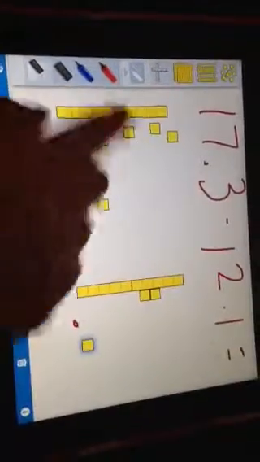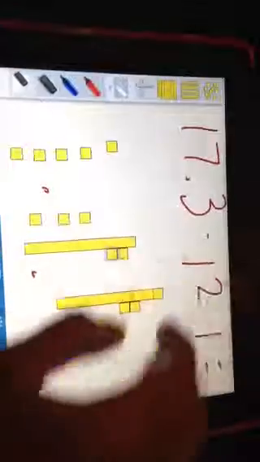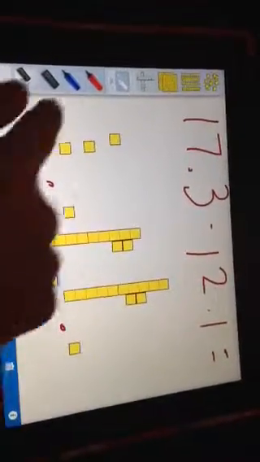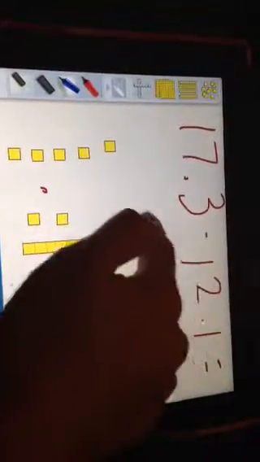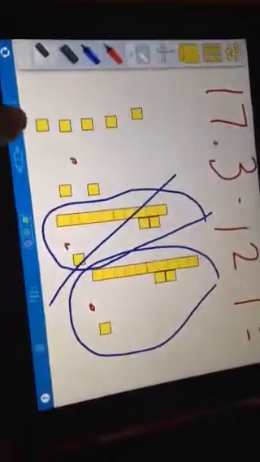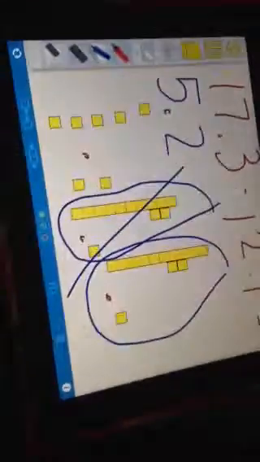Okay, so there's 12.1. So we need to make that look the same. We need to pull that many away from this side. So we see there's our tens. Take that. So that represents that. So we just took that away. What do I have left over? So I see 1, 2, 3, 4, 5. So I see 5.2. And that's my answer. 5.2. Okay.